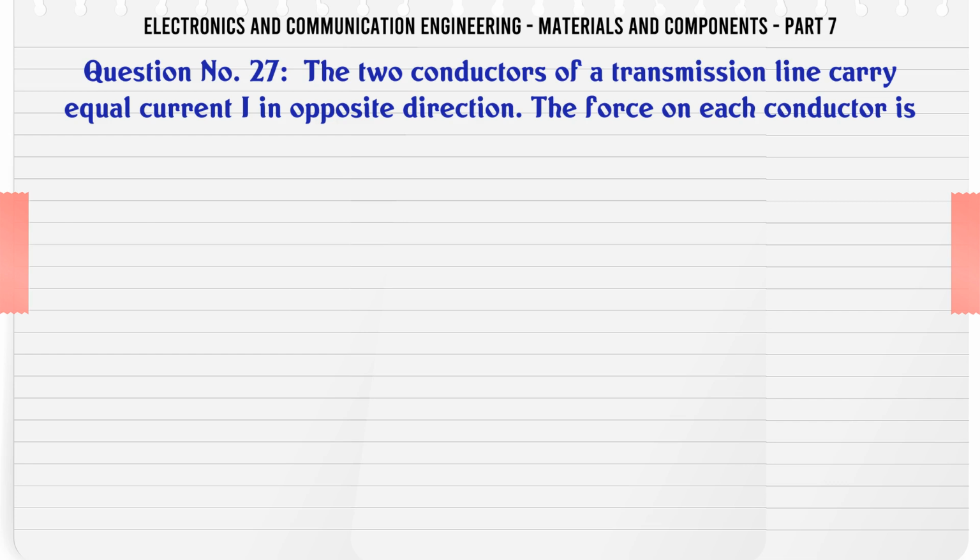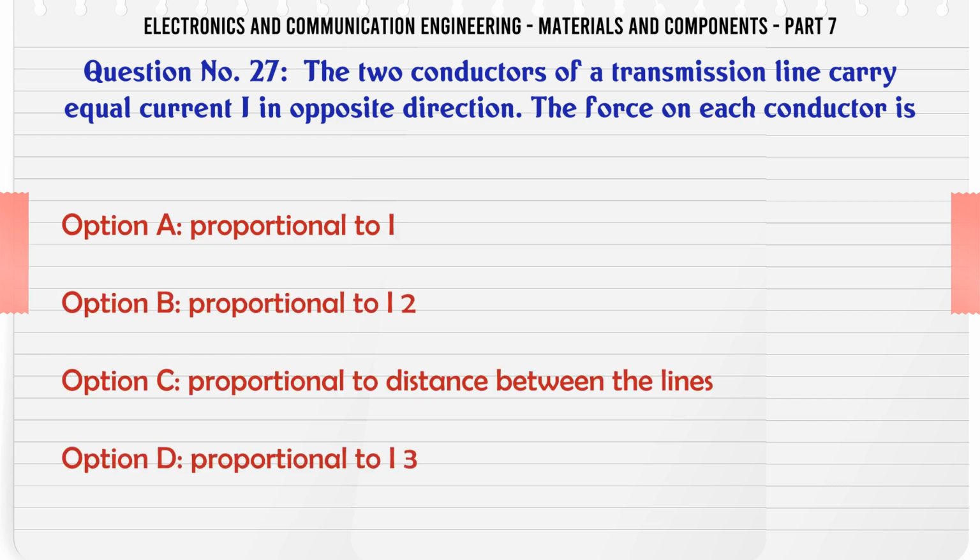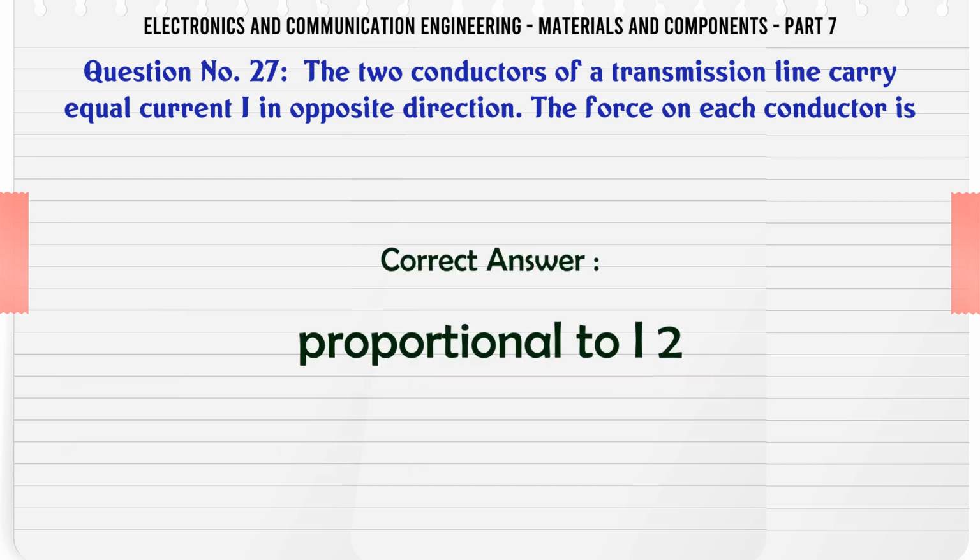The two conductors of a transmission line carry equal current I in opposite direction. The force on each conductor is: A. proportional to I, B. proportional to I2, C. proportional to distance between the lines, D. proportional to I3. The correct answer is proportional to I2.